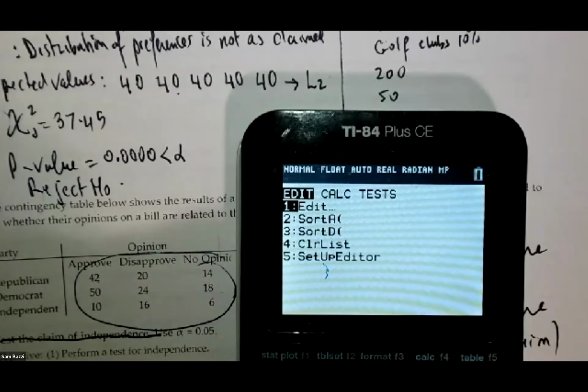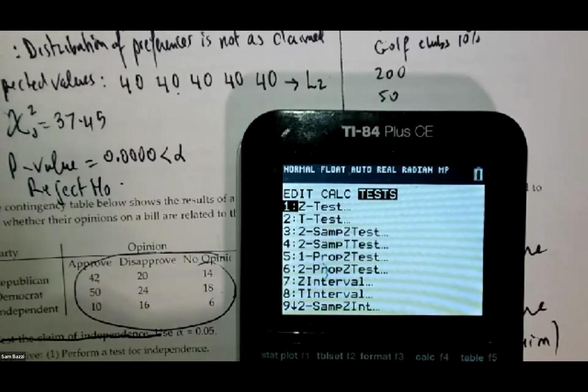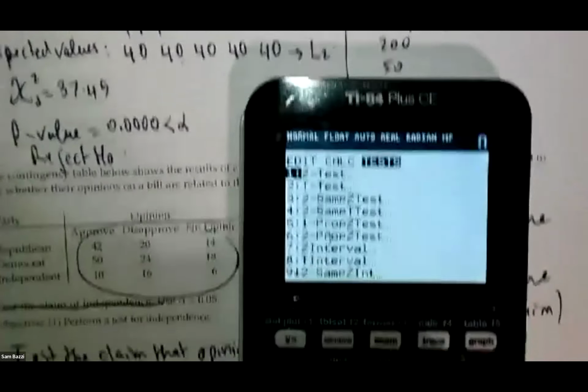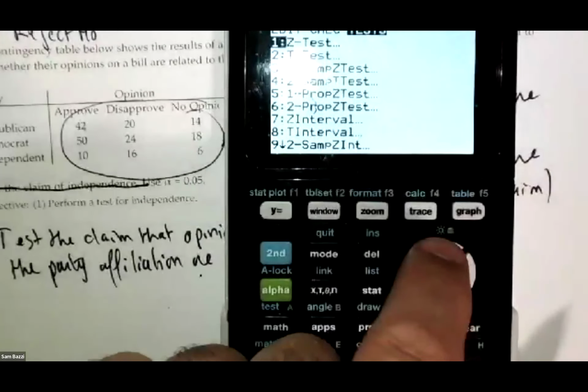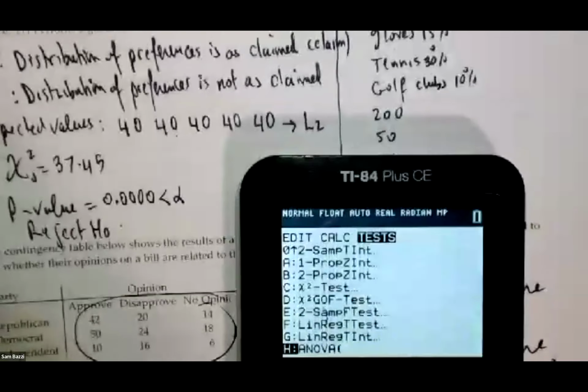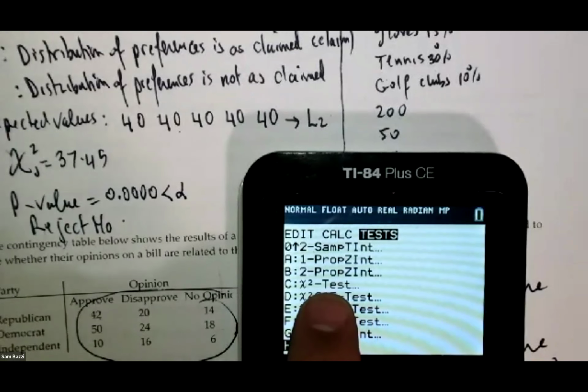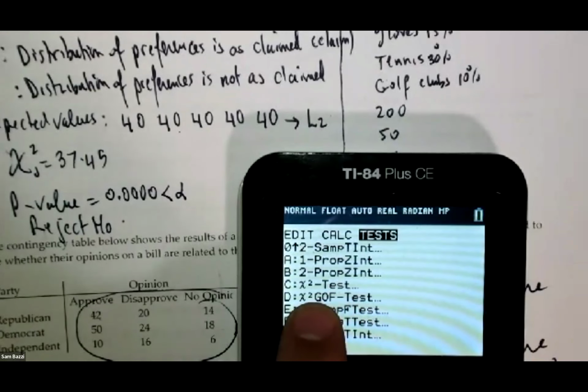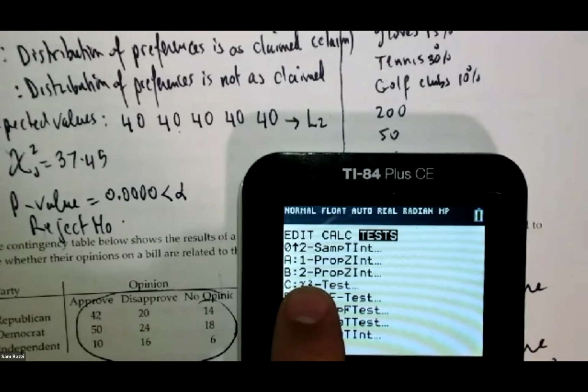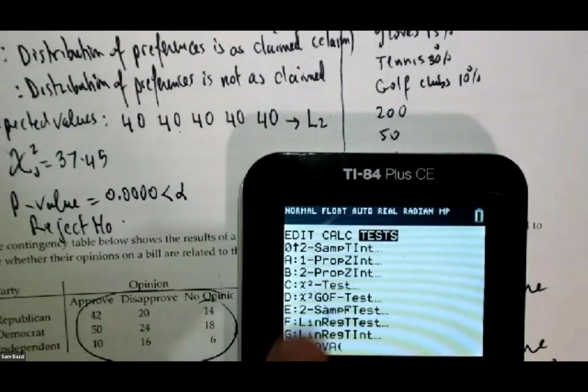You go to stat, tests. Scroll up from here. And let me show you the test. It's this one for section 12.2, C. D is 12.1 and C is 12.2. Chi-square test, independence test.